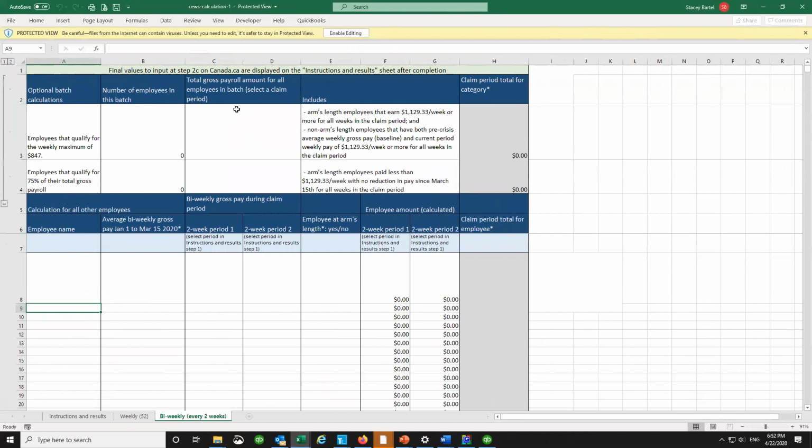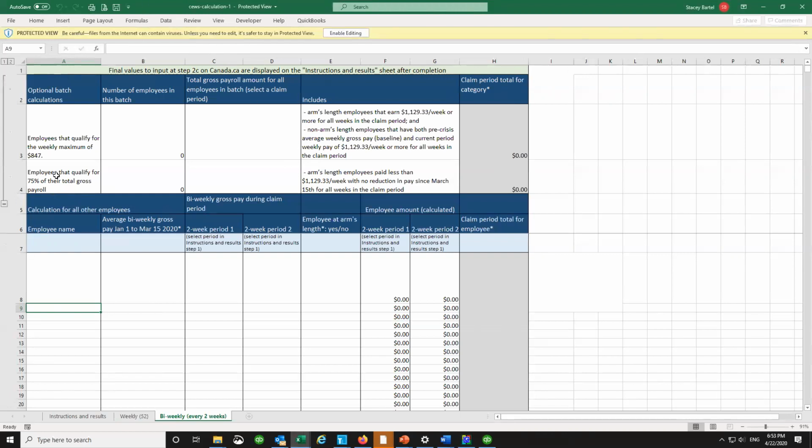The top section is for batching employees. So batching employees would be if you have a whole bunch of employees that are absolutely identical, right? They all make the exact same amount of wage, they all have the same conditions whatsoever. You can use the top. I would not suggest the top.